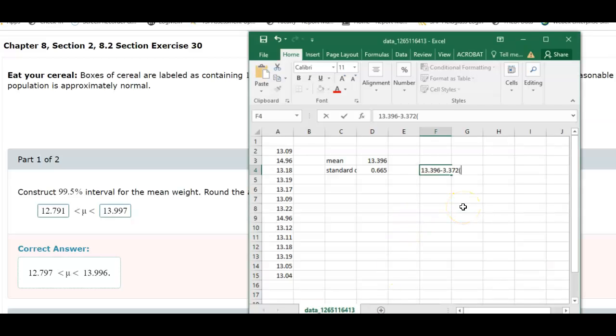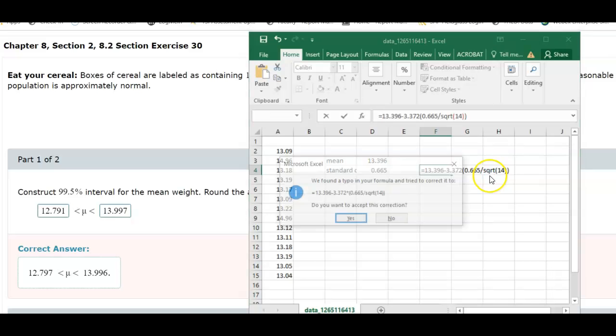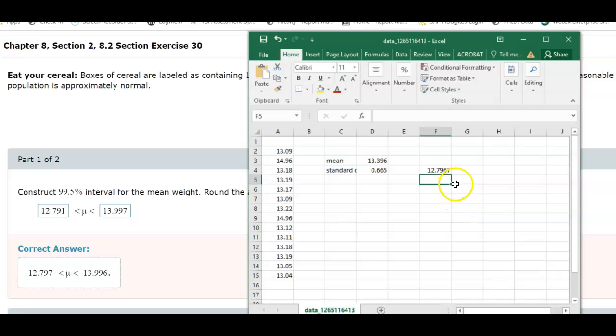And then times our standard deviation divided by the square root of how many numbers we had, which was 14. And I'm going to come back over here and put an equal sign in here so that we can actually see. But this is what your calculation would look like. Okay. So that would give us 12.79. And if I rounded this to 3 decimal places, it would be 7.